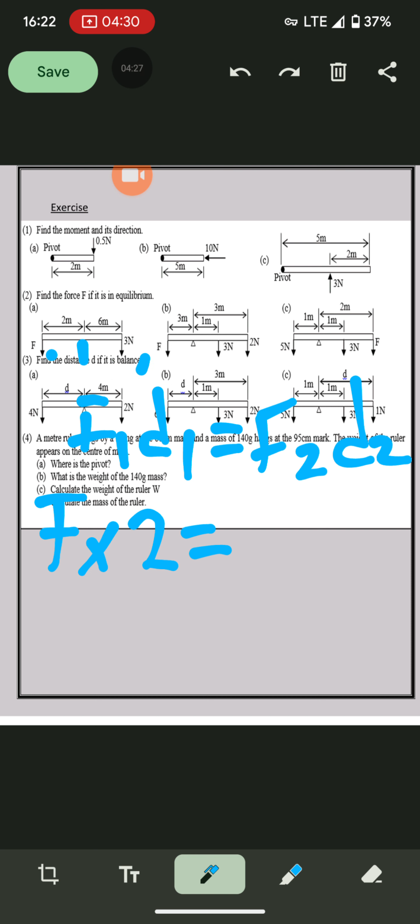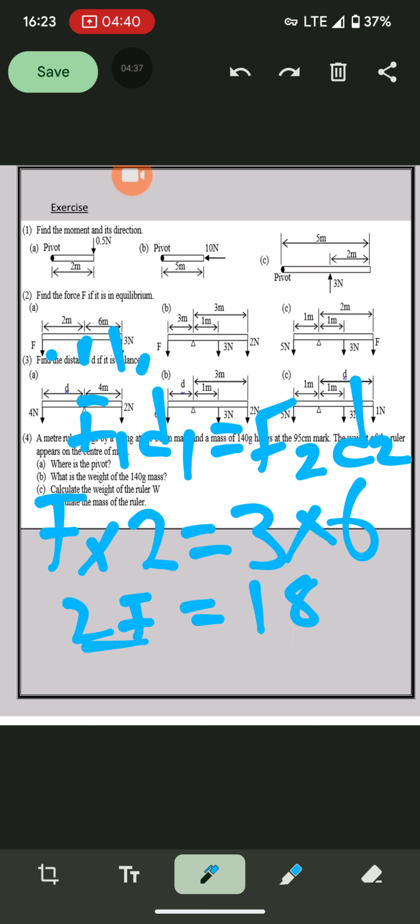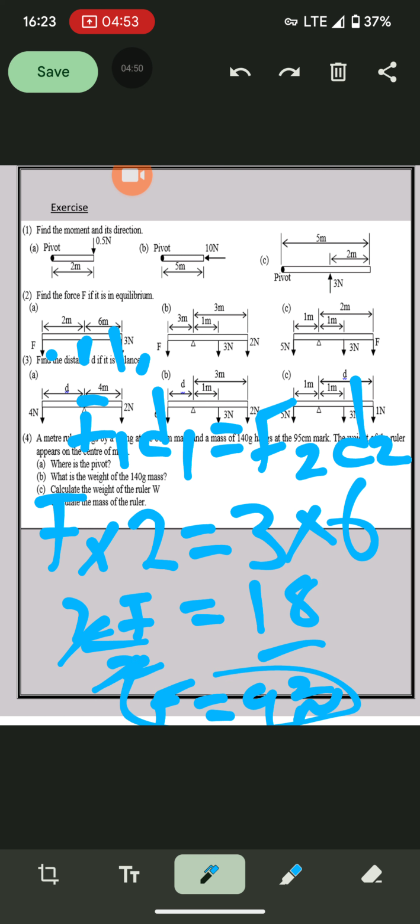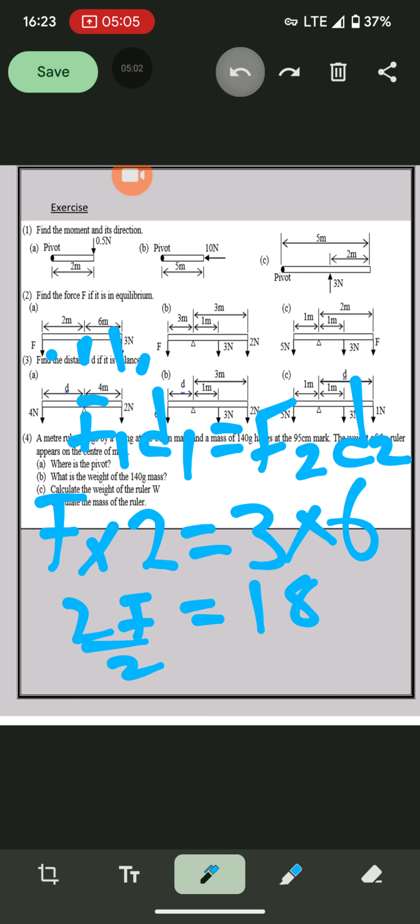So 3 times the distance. The distance from the 3 newtons to the center is 6. So it's 2F equals 3 times 6, 18, divided by 2. So F will be 9 newtons. You can put the letters, but if you know force is always newtons, once you solve, your final answer will be newtons. If it is distance, it's going to be meters.